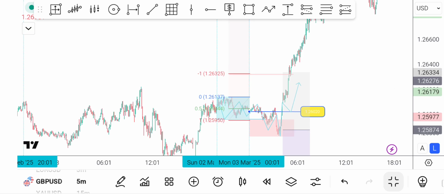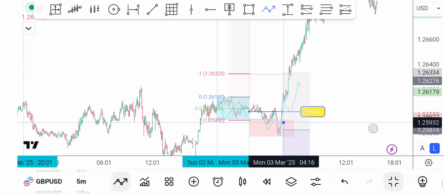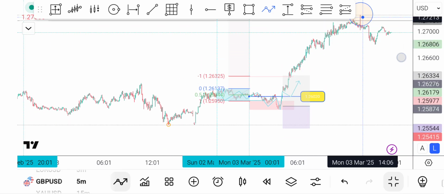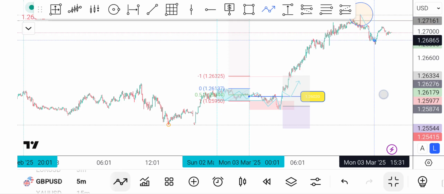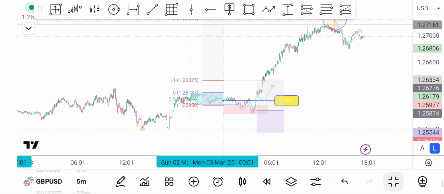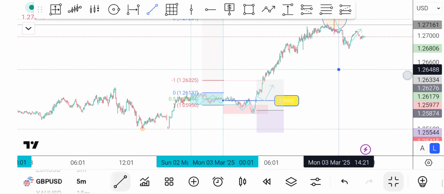So you see the ICT power of 3 here: accumulation, manipulation, and then we see distribution higher. Then later in the day we see a close to form the daily candle. So it is basically something like this, where you have the open, low, high, and close. This is the daily candle here. We have something like this.